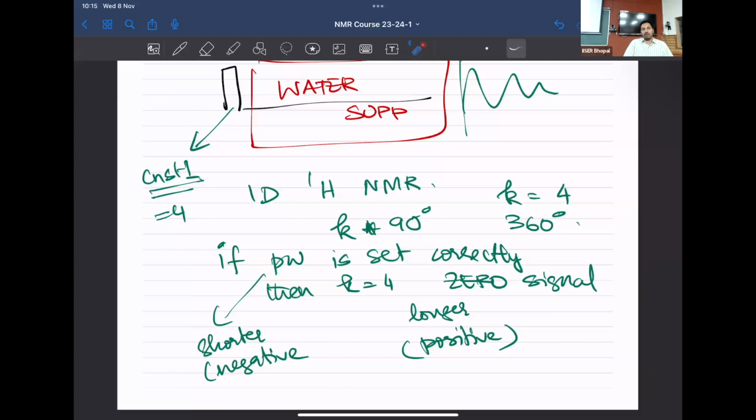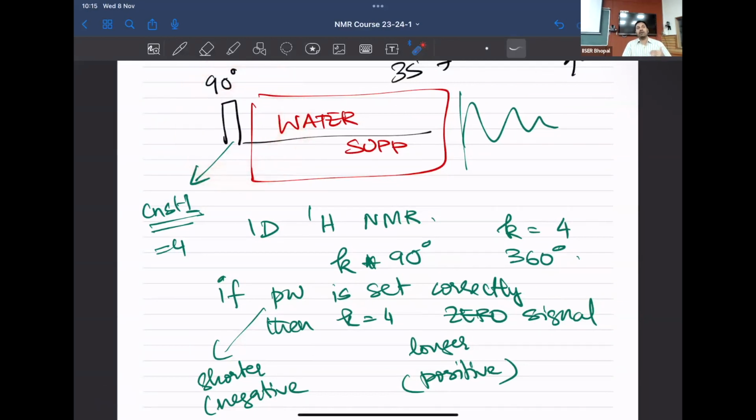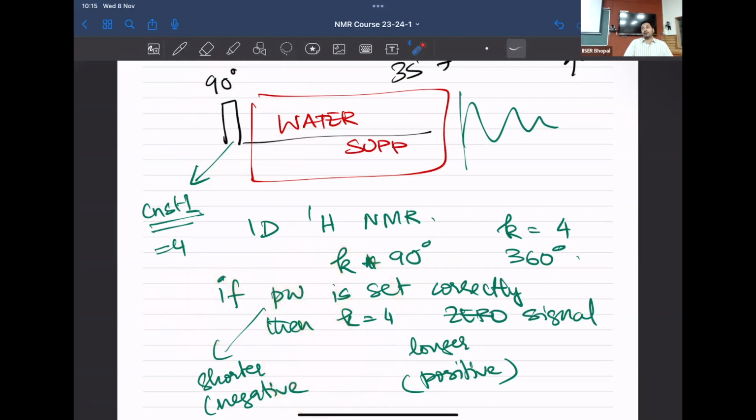So basically what I'm trying to make you understand is, depending upon the hardware, depending upon the sample, depending upon the extent of tuning and matching, your 90-degree pulse width would be different for different samples. Before you start your experiment, you have to calibrate it. Why should we calibrate it? I'm sure you have seen in the last few weeks that you're doing two-dimensional NMR experiments, which have many pulses, which have variable flip angles. For instance, the DEPT experiment had one alpha flip angle, which could be 90, 45, or 135. So if you don't set your flip angle correctly, then you will not get the right optimization.